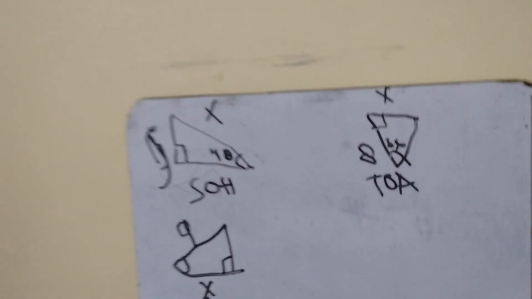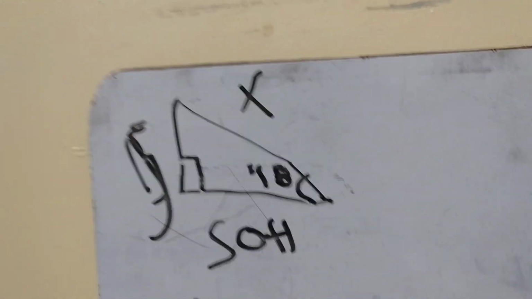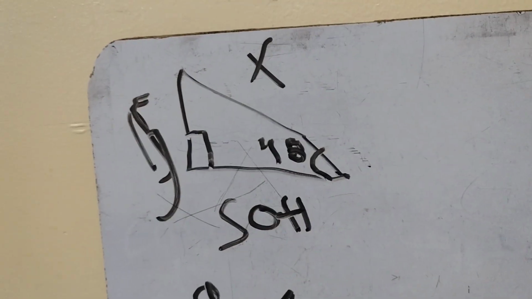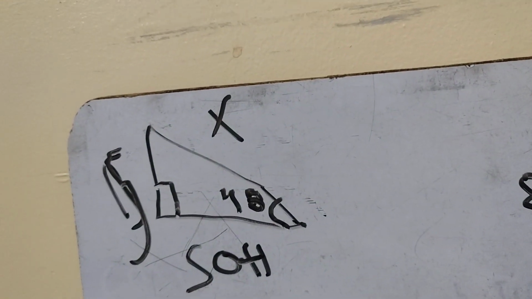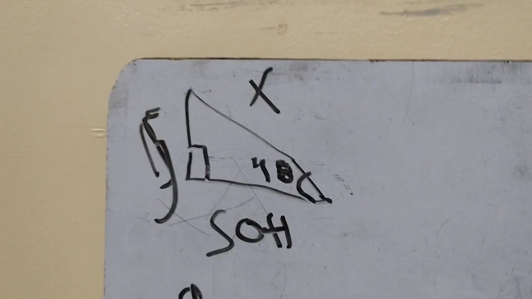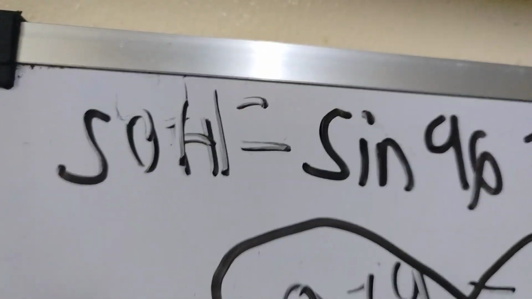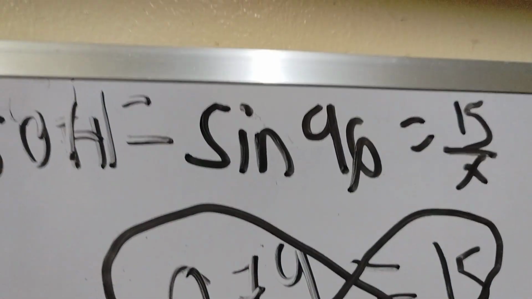Okay, so looking at So. Opposite equals 15 and hypotenuse is missing. So So is sine. Sine equals O over H. So this is how to solve it. Since H has no value, the placeholder for H will be the letter X. And the value of the angle will be beside sine. So it will be sine 46.